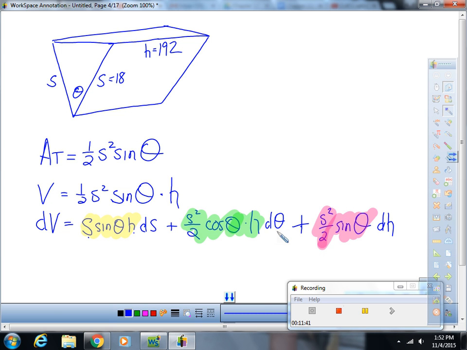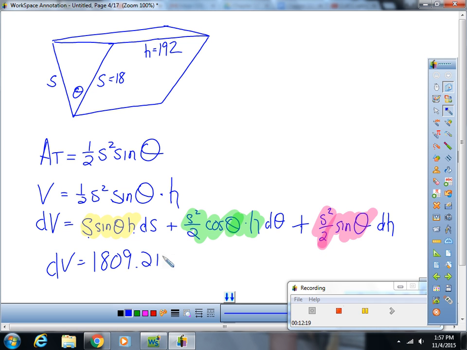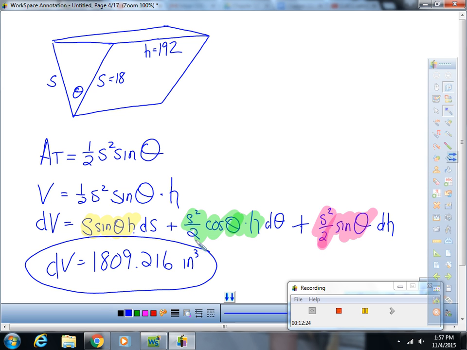And you pop them all in, and you get your final answer, dV equals 1,809.216 cubic inches, which is just over 1 cubic foot. Boom.